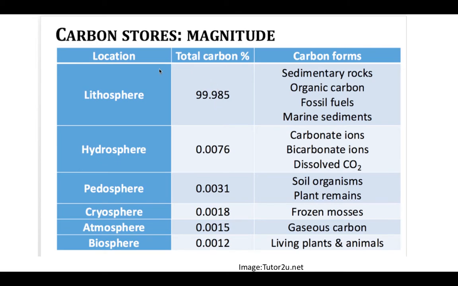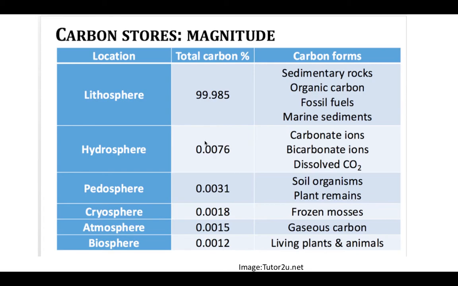So let's start with the lithosphere, and what we see is that the vast majority of Earth's carbon is stored in those rocks and minerals that make up Earth. And so the total carbon in the lithosphere is 99.985% of the total carbon on Earth. In a far distant second is the hydrosphere at 0.0076%. And this is mainly our oceans, but also a little bit of the lakes and streams on Earth as well.